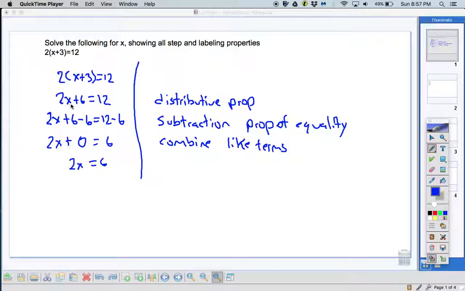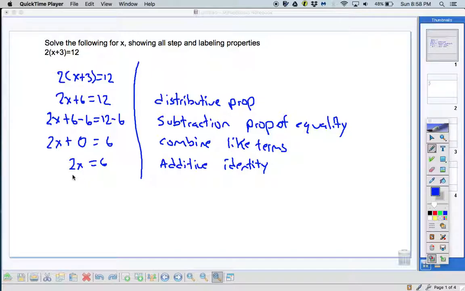We actually would probably start right here and go right to 2x equals 6. But this is called the additive identity. So your reason here is additive identity. And the additive identity says that anything plus 0 is that same thing. So it just means that 0 can now vanish.